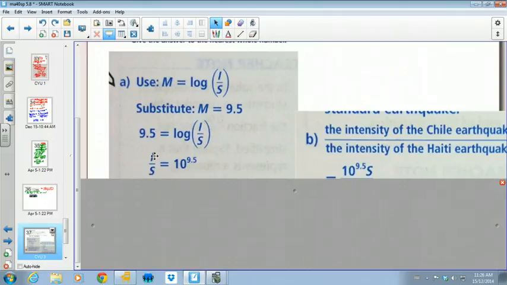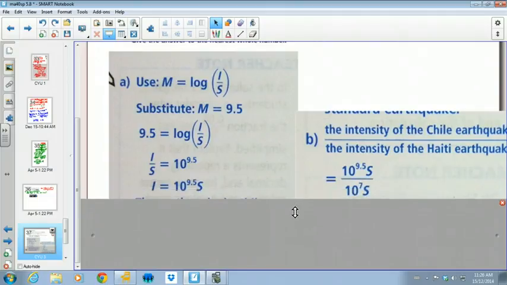So we can cross multiply, right? L over S equals 10 to the 9.5. Multiply both sides by S. And what's this saying? This is saying that this earthquake, L, is 10 to the 9.5 times as intense as a standard earthquake.